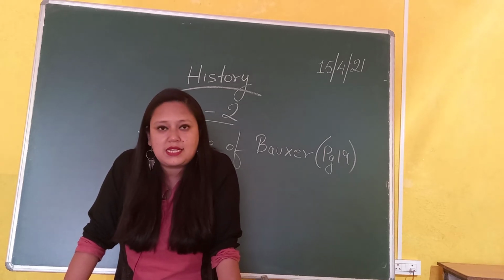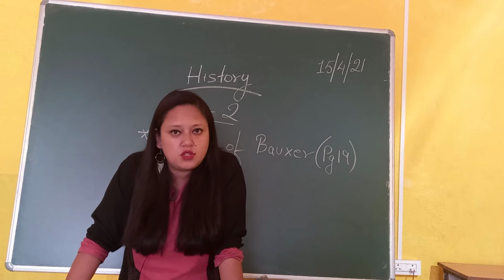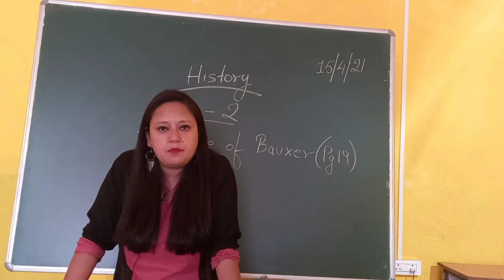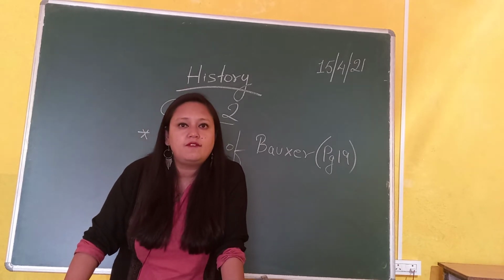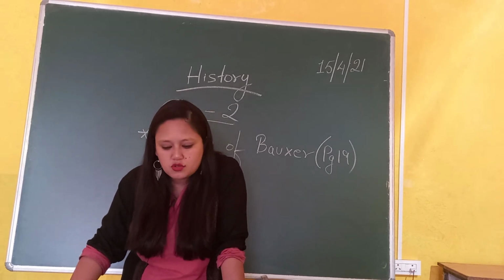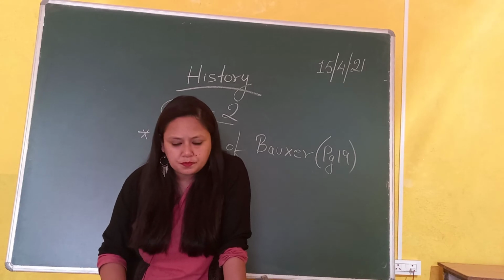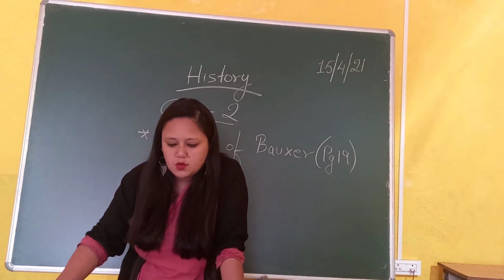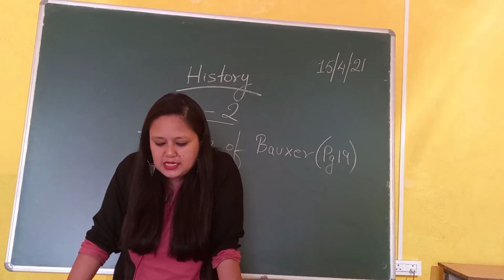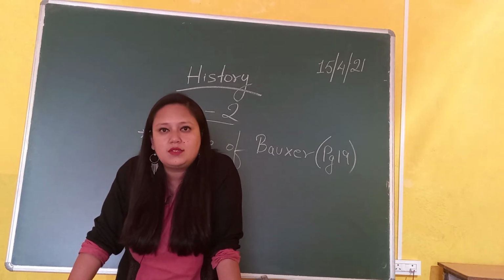Both the other rulers, Suja-ud-Dawla and the Mughal Emperor Shah Alam II, signed a Treaty of Allahabad. According to this treaty, they had to accept a lot of demands from the Britishers. The first one was that the control of the East India Company over Bengal was legalized.